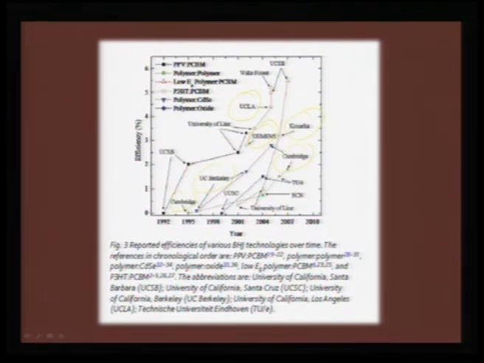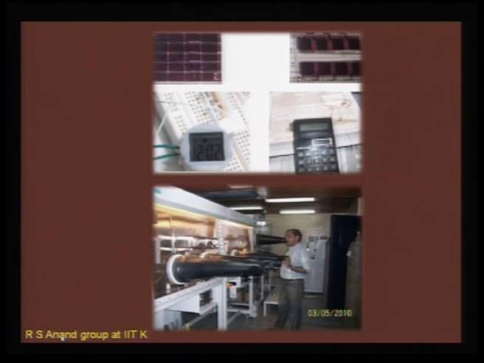All these universities have actually brought several nanostructures which are having efficiency up to 6%. So, there are more prospects to harvesting higher efficiencies in these organic solar cells. In IIT Kanpur also, we have a group which is actively working.